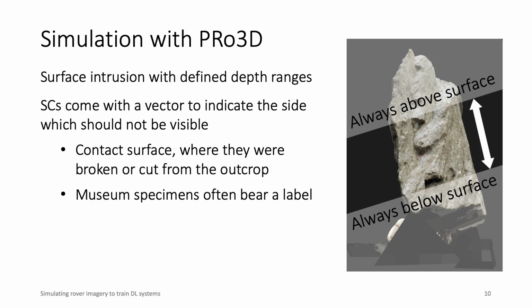These are contact surfaces where shatter cones were broken or cut from an outcrop, and they often bear a label when the objects belong to a museum collection. Such sites are defined per vector after reconstructions and are part of the model's metadata.